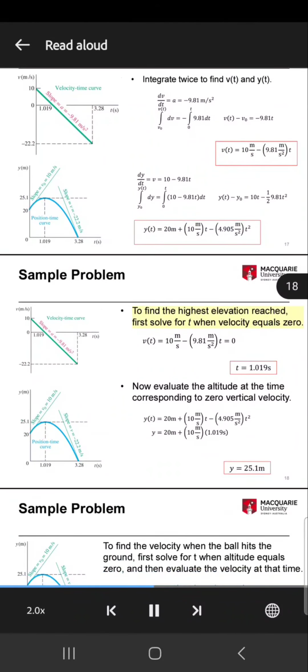Sample problem. Define the highest elevation reached. First solve for t when velocity equals 0. t equals 1.019 s. Then y equals 25.1 meters.